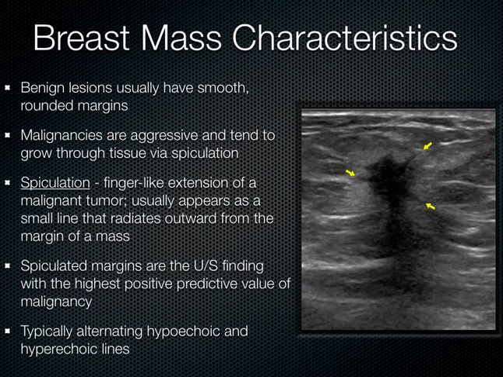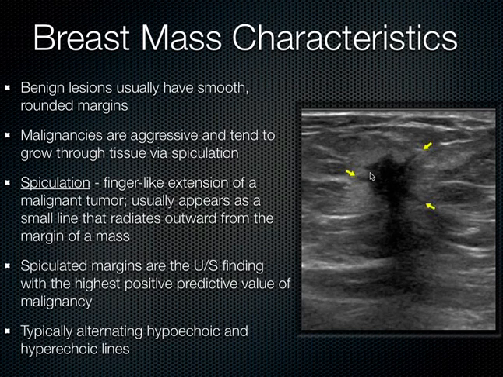Now, the various characteristics that help us differentiate something benign from something malignant, we're going to go through many of these just briefly here. And if you look at the margins of the mass, a benign lesion has a nice, smooth, rounded margin, whereas malignancies tend to grow through tissue layers through something called spiculation. Spiculation are finger-like extensions of the malignant tumor. It looks like a little small line that's going outward from the mass.